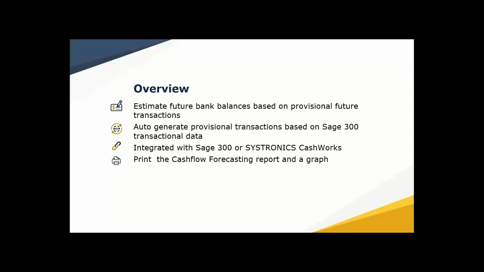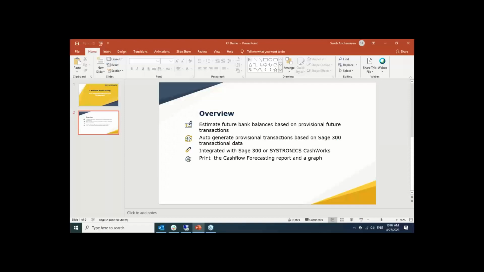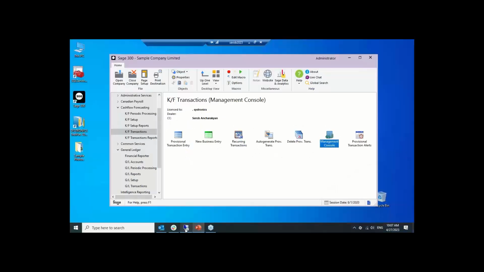If you use SYSTRONICS Cashflows, then the product is integrated with it. After having forecasted figures, you can print the Cashflow Forecasting report and the graph. Now, let me switch to Sage 300 and show how it works.